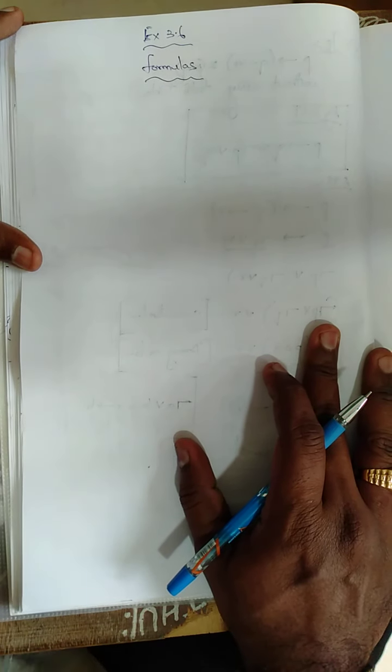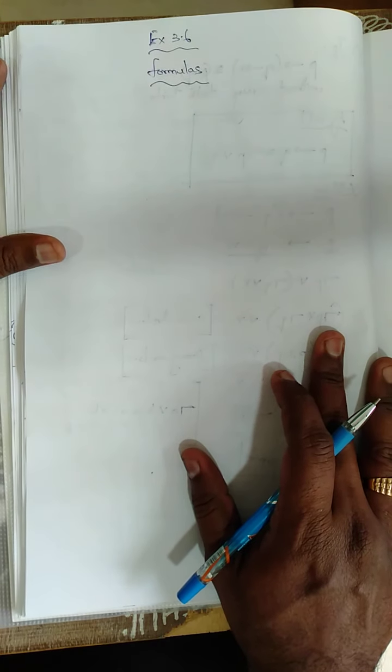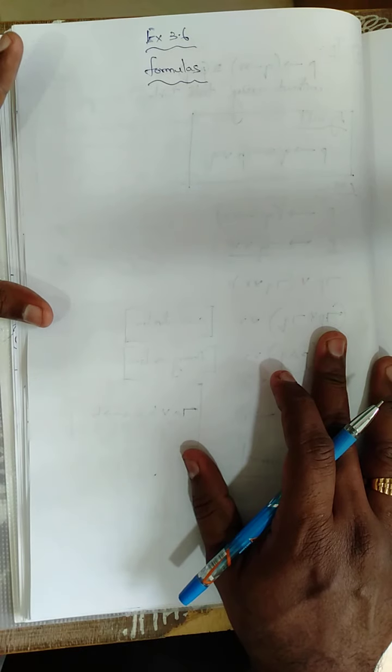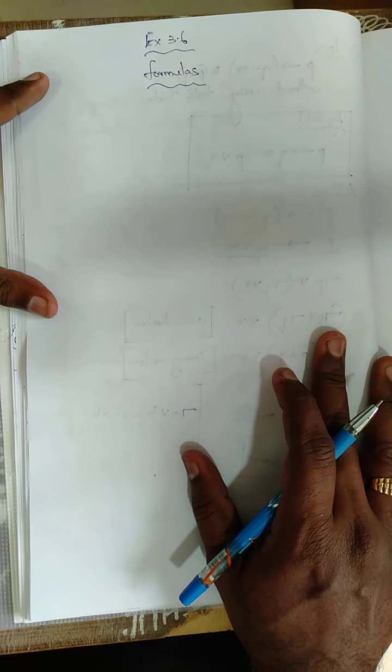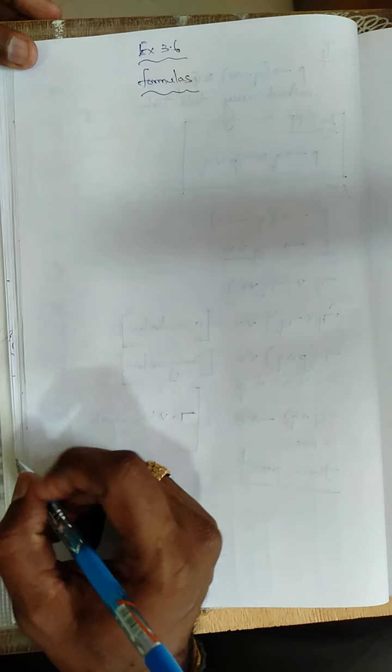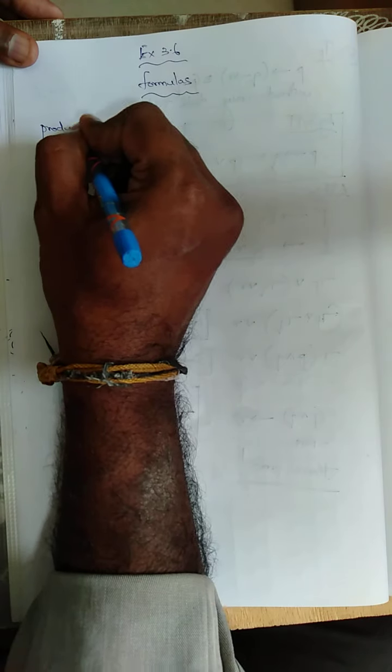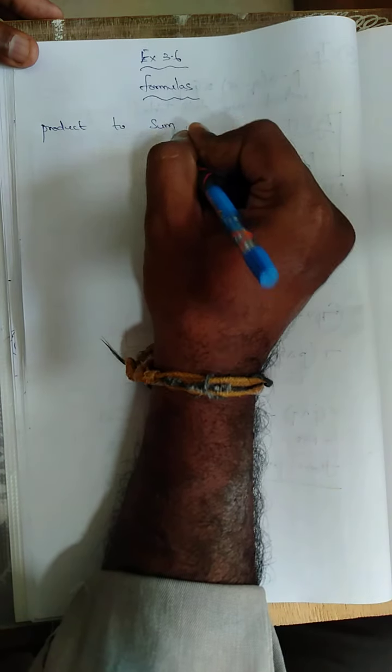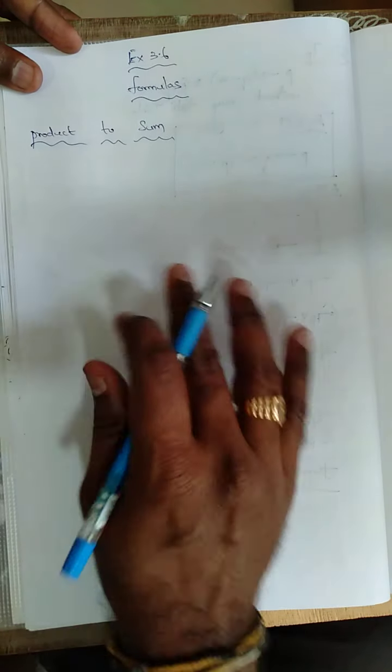Exercise 3.6. We want to study 8 formulas in this exercise. Without these formulas, we can't derive the sums in this exercise. The first set of formulas is product to sum. What is the first formula?